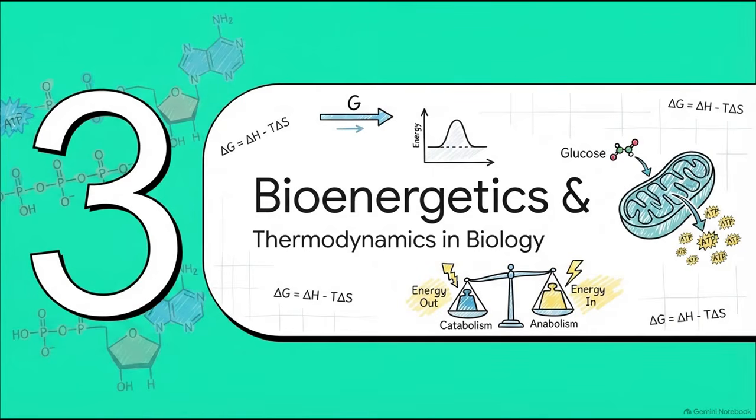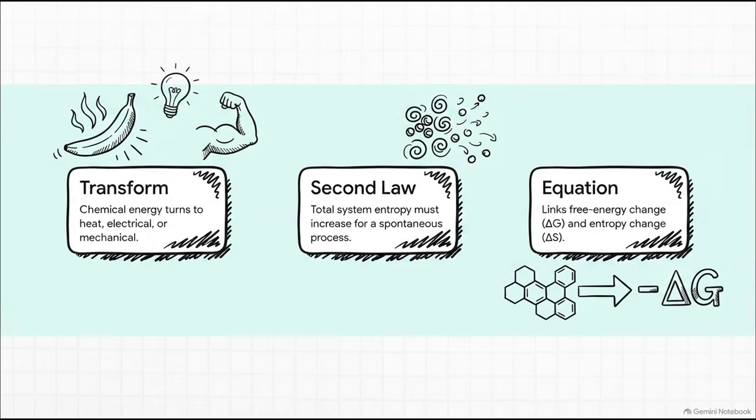Section 3. Bioenergetics and ATP, the thermodynamics in biology. Don't let thermodynamics intimidate you. It's quite simple if we trace the flow. First law. Chemical energy from your food transforms into heat, electrical impulses, radiant or mechanical energy. Easy. Second law, for any spontaneous process to happen, the total system entropy must increase. Finally, the main equation links free energy change, delta G, and entropy change, delta S. Remember this, delta G must be negative for a spontaneous reaction. This equation literally drives every single metabolic pathway in our body.